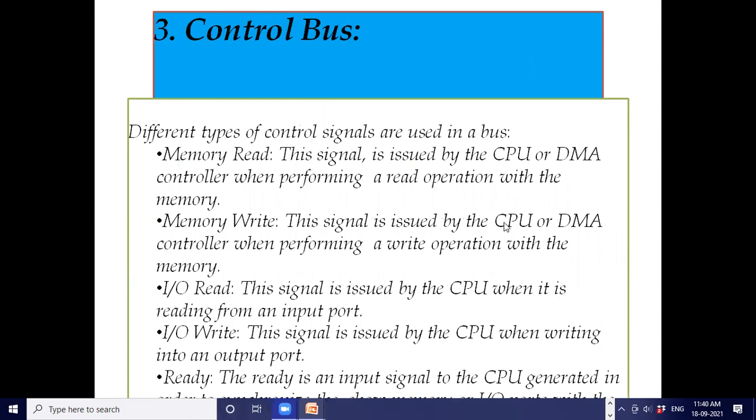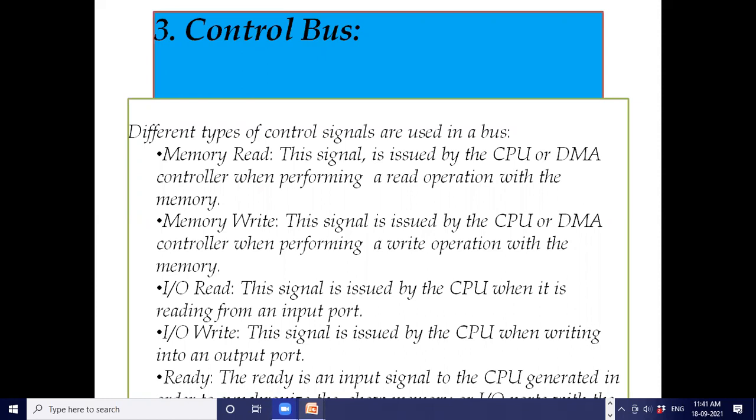In the control bus, we have different signals, like for read, for write, for input output read and input output write, and ready. Accordingly, we have different control signals like memory read. The signal is issued by the CPU or DMA. Don't worry about the DMA controller. We'll discuss in detail what exactly that is.